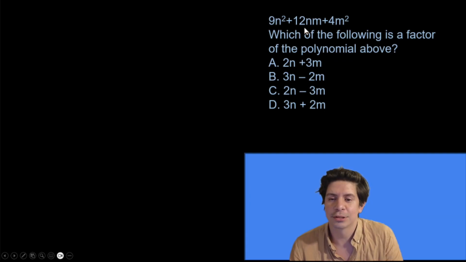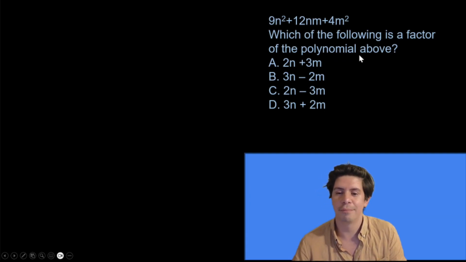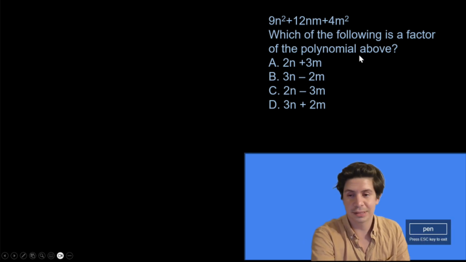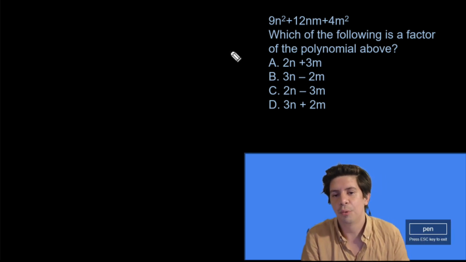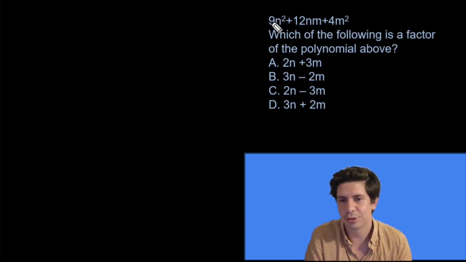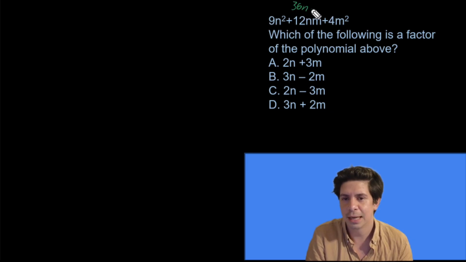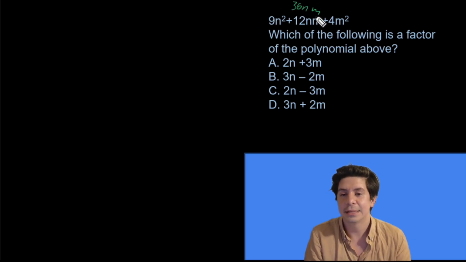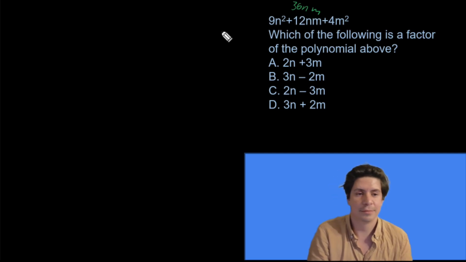9n squared plus 12nm plus 4m squared. Which of the following is a factor of the polynomial above? So the way you do this, well, one way you can do it, and this is the way I'll do it, is I do 9n times 4m, and I'm going to get 36nm. And that's going to be the value I have to multiply to and add up to 12nm.